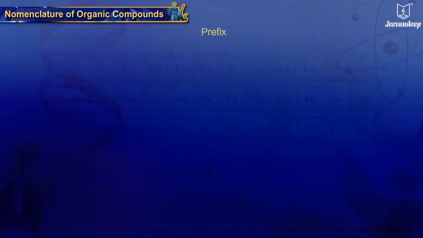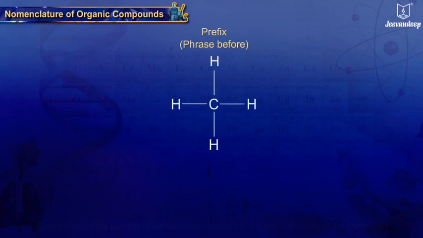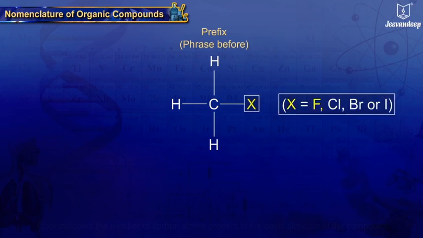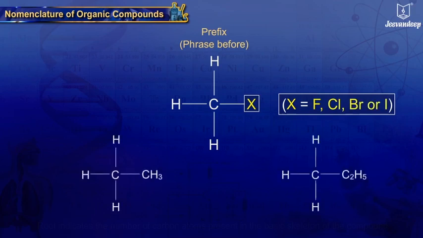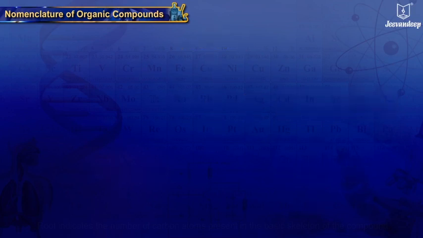Prefix. It includes the phrase before in the name of an organic compound. This indicates the substitution of hydrogen atom H from the basic carbon chain by any halogen, fluorine, chlorine, bromine, iodine, or branching, methyl, ethyl, etc., and their position.